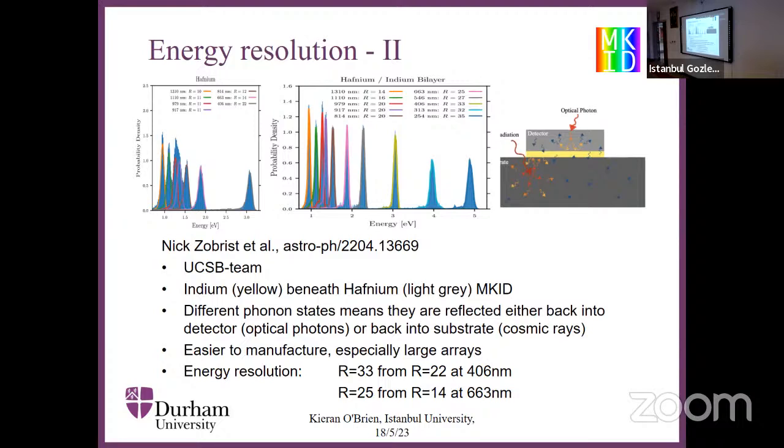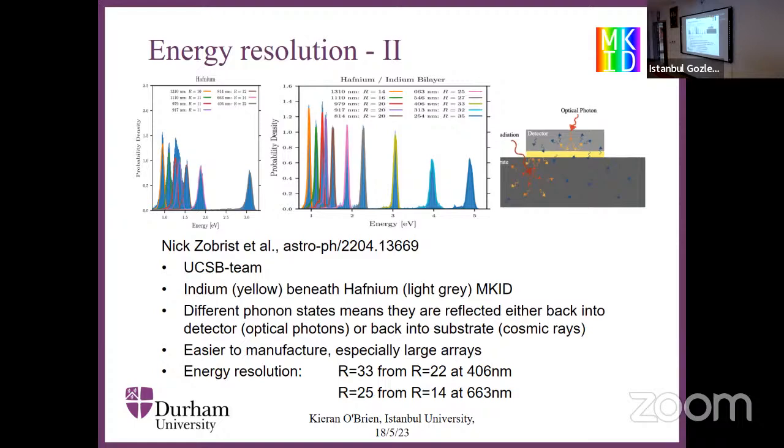So any optical photons that are absorbed into the detector bounce around a little bit more and are reflected back by the indium, whereas ones that go into the substrate stay in the substrate, which you want, because they're not ones that you want. And so they didn't quite get the same gain in energy resolution. They got to about 30 from 20. But this is based on their existing 20,000 pixel array development, so they could very quickly roll this out into this.